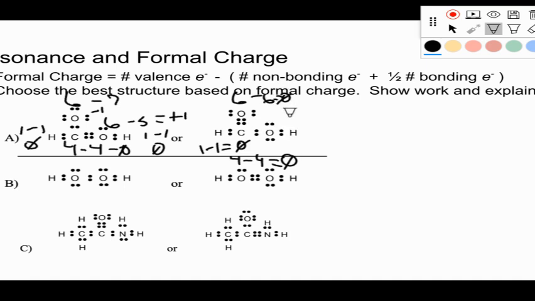This oxygen should have 6. It has 1, 2, 3, 4, 5, 6. So it's 0. And this hydrogen should have 1. It only has a bond, so we take half of the bonded atom, so it is just 1. So overall, all of these are 0, which means that this structure is the best structure based on formal charge because all of these equal to 0, which is ideally what we want to have.